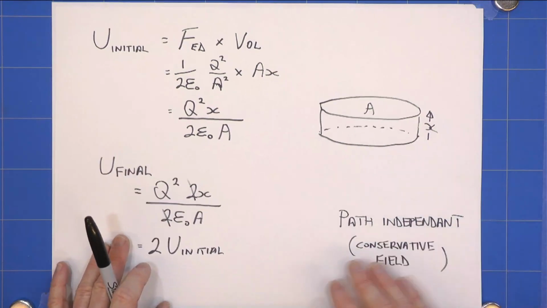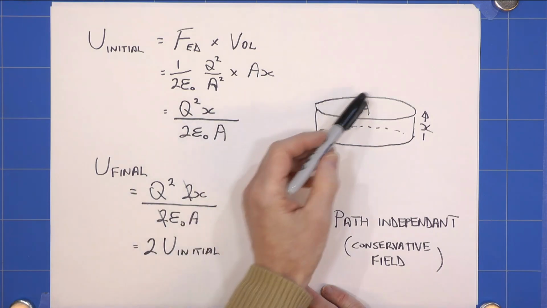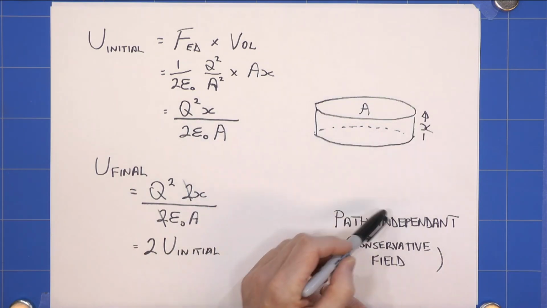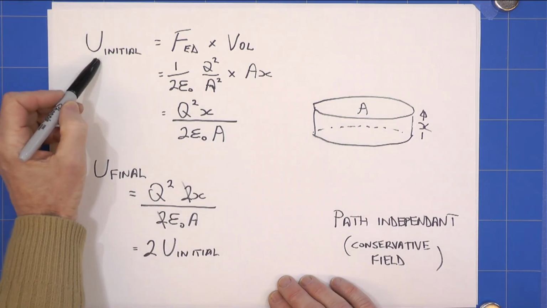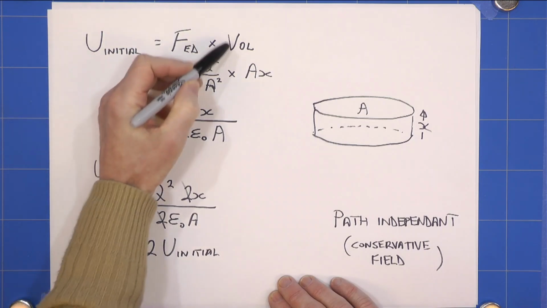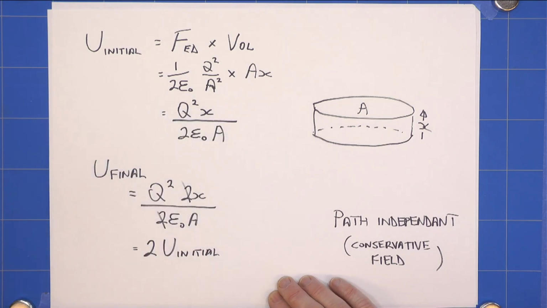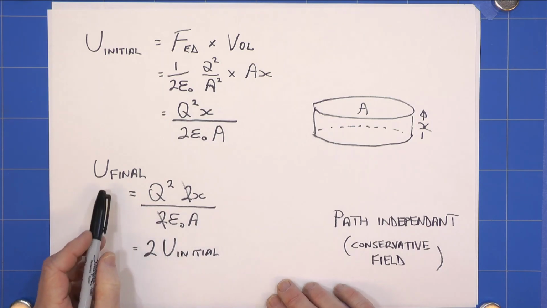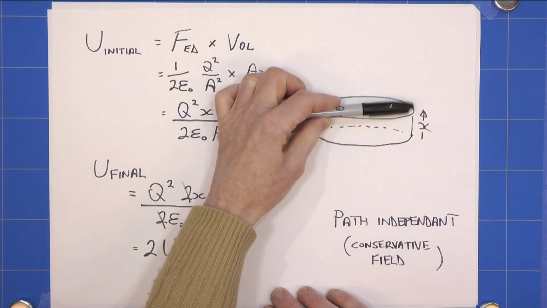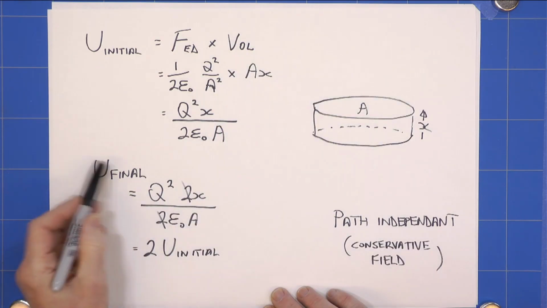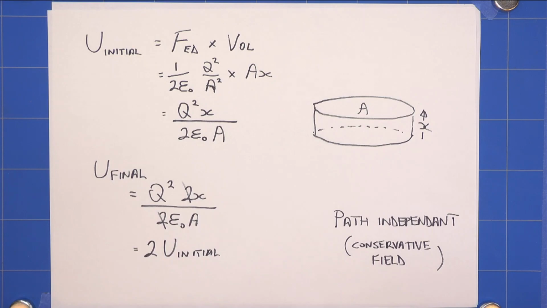So, sorry about that. So we can easily calculate the initial energy of the field. The volume is this very nicely defined cylinder, A times x. So initial energy is the field energy density times the volume, which gives us Q squared x over 2 epsilon naught A. And similarly, the final energy of the system, we've just increased the x, is Q squared 2x over 2 epsilon naught A, which turns out to be twice the initial energy.